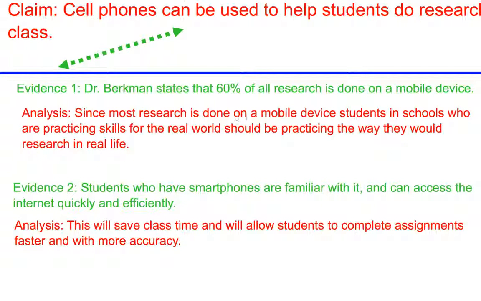Since most research is done on a mobile device, 60%, that's more than half, students in schools are practicing skills for the real world, and they should be practicing the way real world research is done. And if real world research is done on a mobile device, well, shouldn't our kids be practicing that skill in school? With a cell phone.